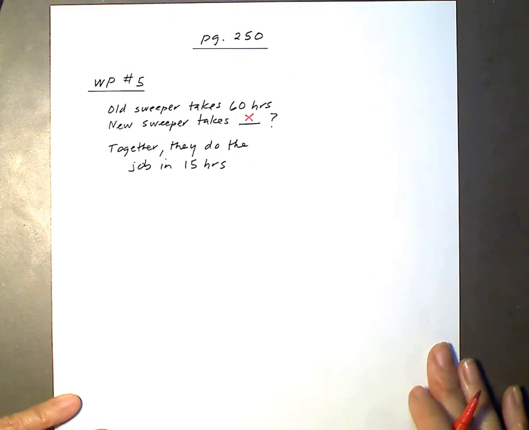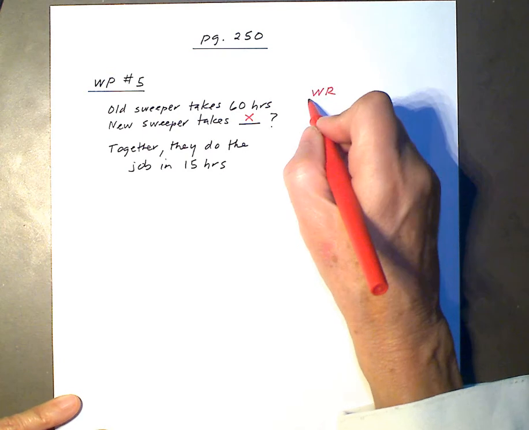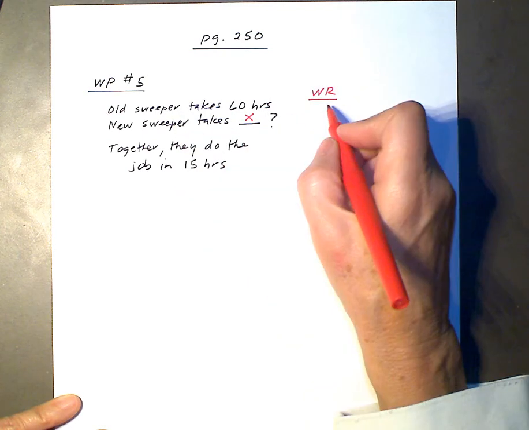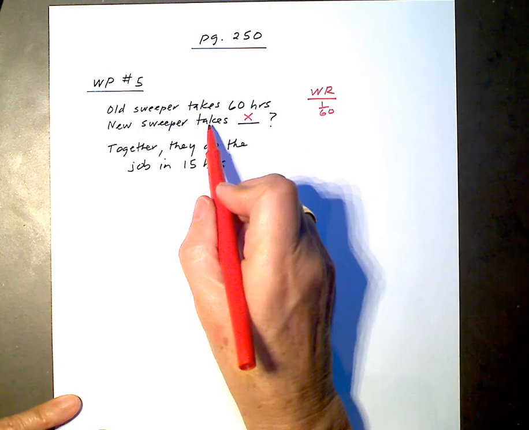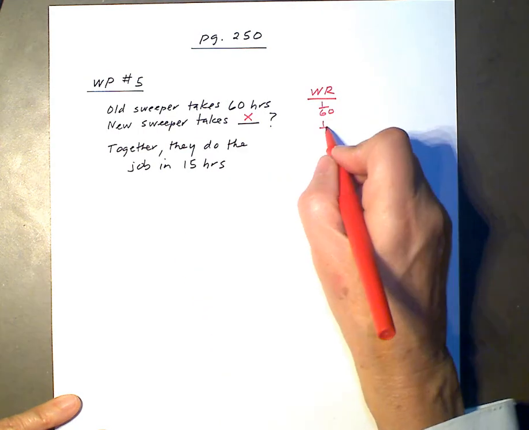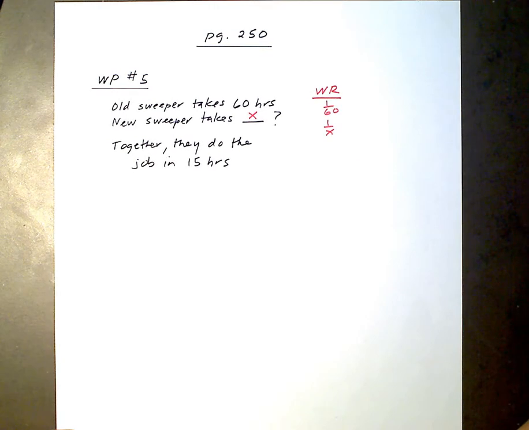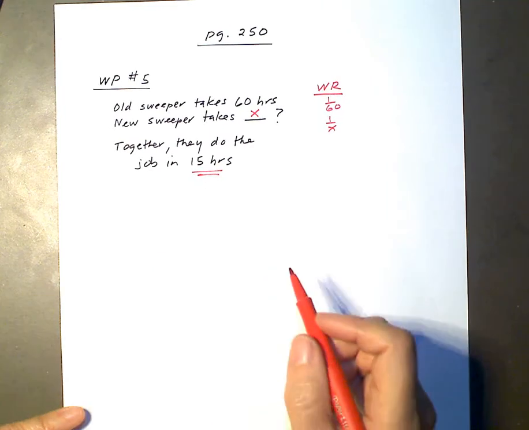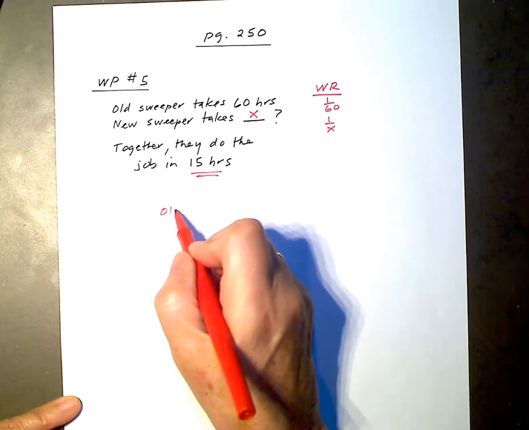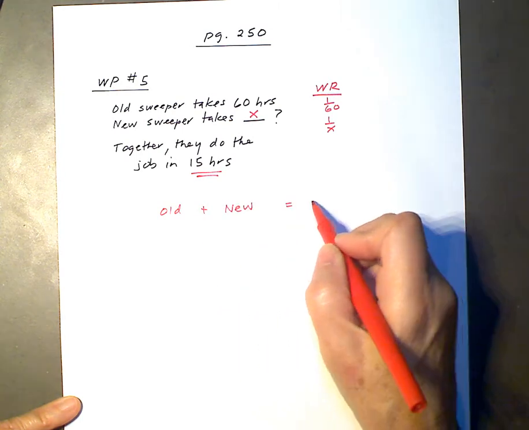As far as the work rates, the old sweeper can do 1/60th of the job per hour. The new sweeper can do 1 over x of the job per hour. And together they work for 15 hours. So again, the work done by the old plus the work done by the new will be the whole job.